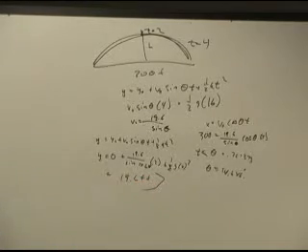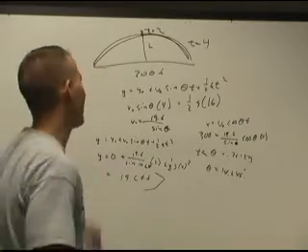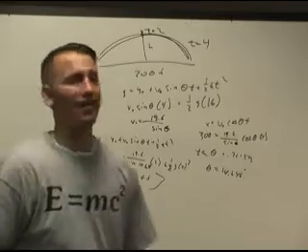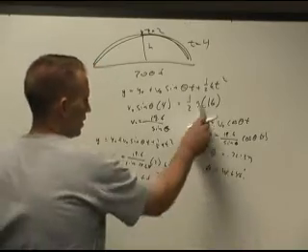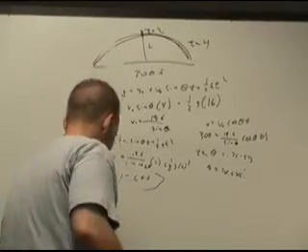So the keys with projectile motion: just look for what you're given, what's going on. You're basically trying to find h, so you want to set up for your y's. But you'll need your x's too to get your angles. Okay, so that's that one.